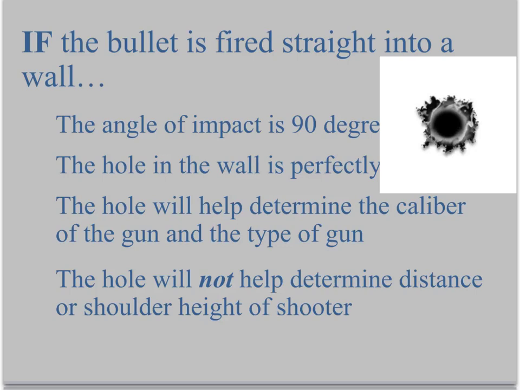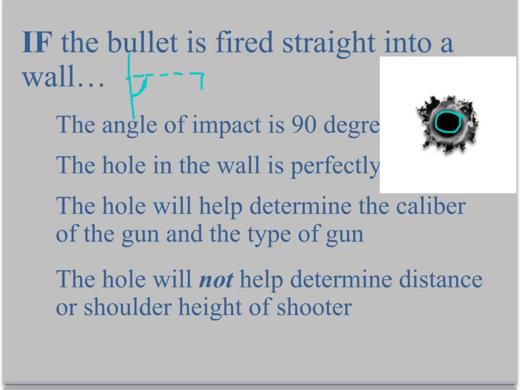We'll talk about the less useful situation first, which is if a bullet is fired straight into a wall. Now, this slide didn't import very well, but it is what it is. So the angle of impact of a bullet that's fired straight into a wall is 90 degrees. Because if we have our wall here and we have our gun here and the bullet goes straight into the wall, then we have a 90-degree angle right here. So the angle of impact is 90 degrees, and the hole in the wall is going to be perfectly circular. That's the word that's missing there. The hole in the wall is going to be perfectly circular. So we're going to have an absolutely perfect circle if that angle of impact is 90 degrees.